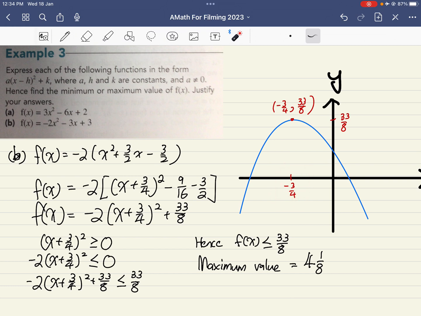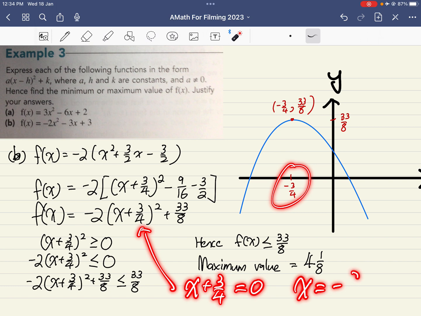How do I get -3/4? It comes from this bracket here. x + 3/4 is equal to 0. My x value is -3/4.